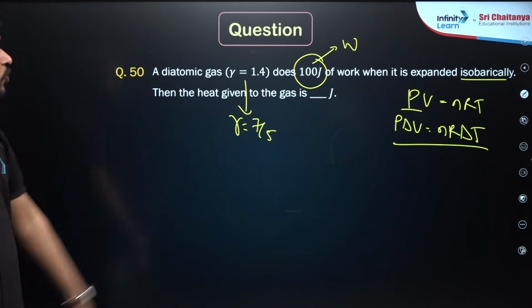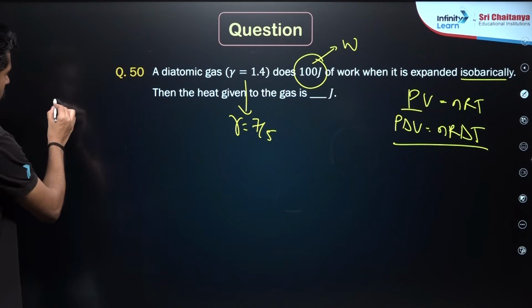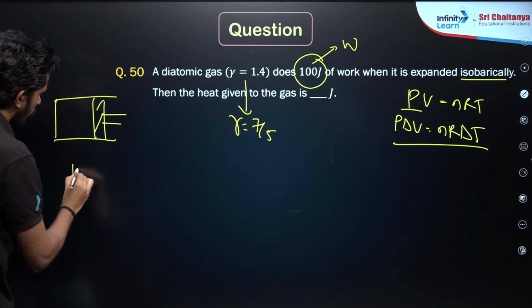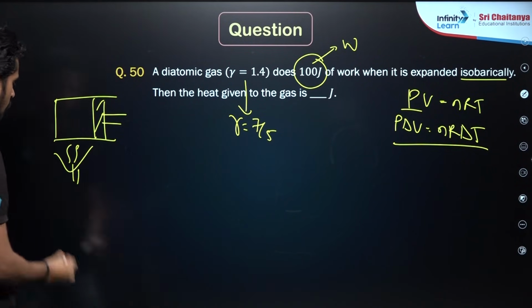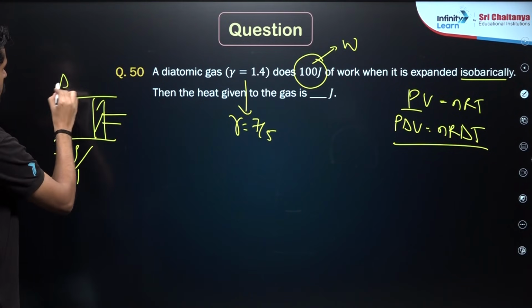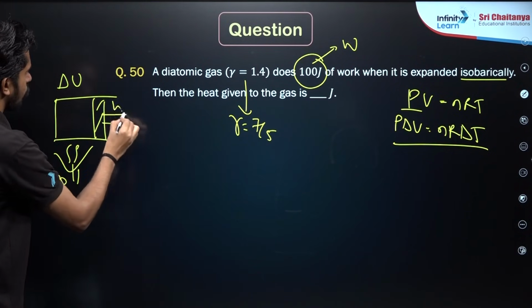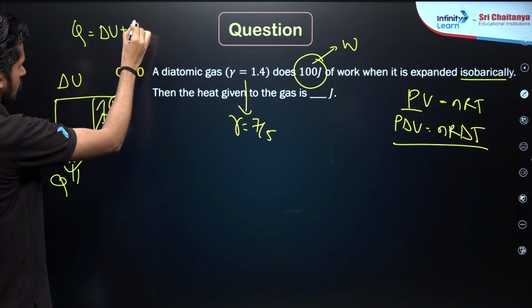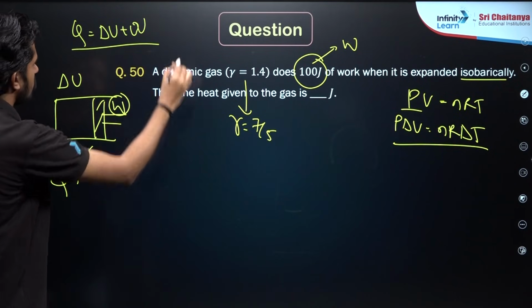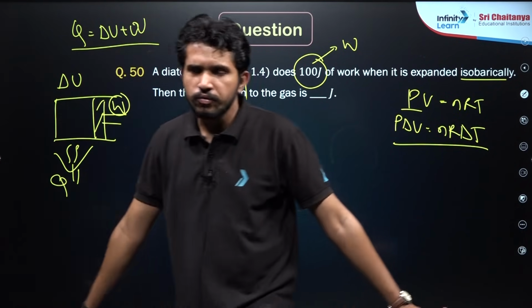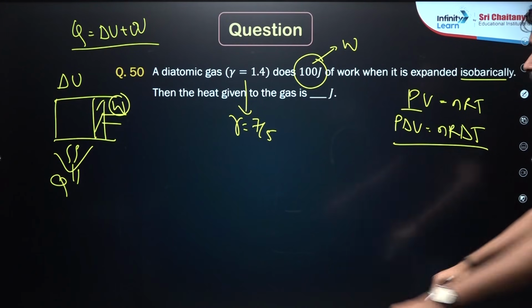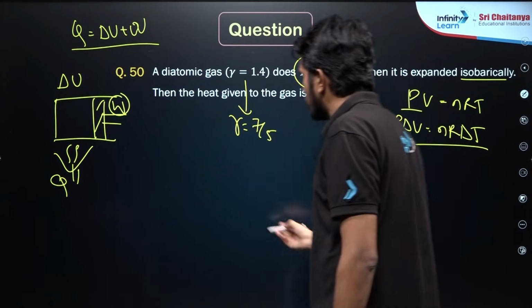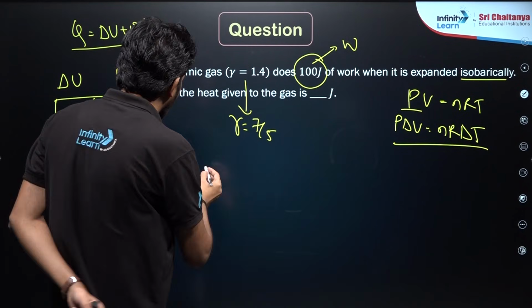Then the heat given to the gas is, so basically let's say this is the system, this is the piston. From here you give the heat Q, there is a change in internal energy delta U, and some work is done. So Q equals delta U plus W. This is the first law of thermodynamics. We are aware of that. Now just apply the simple things. What do we need? The heat given.